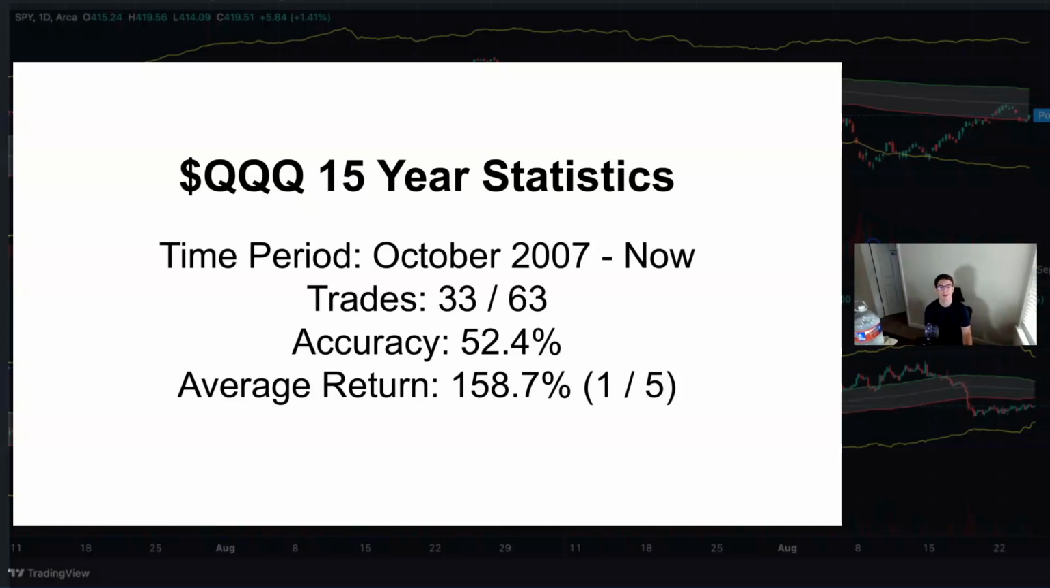So again, that is a 52.4% accuracy rating. Total return, though, is still higher than the S&P 500, about a 158.7% return, including all losses and winners put together, which gives us about a 1 to 5 risk to reward as well. So again, QQQ obviously works better and has the higher return than the S&P 500, but that makes sense, right? It moves a bit faster.